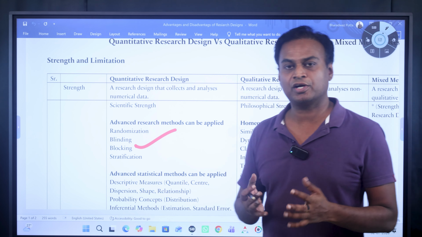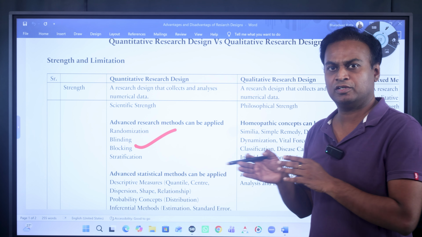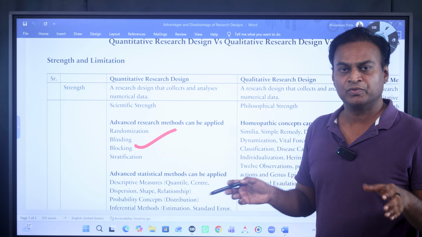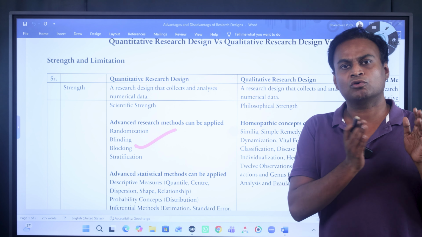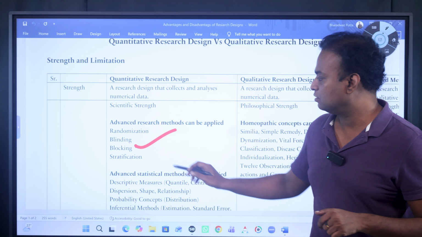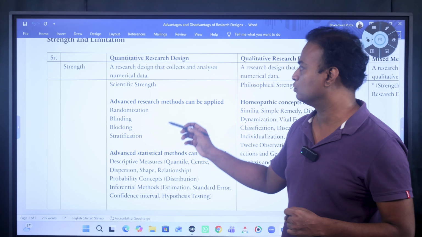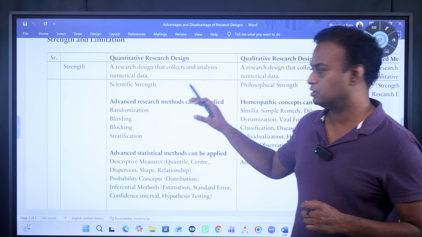And stratification. Stratification means you are dividing a particular characteristic of the patient across different treatment arms. For example, there are two treatment arms. One treatment arm may end up with more male patients and the other with more female patients. To balance it, you use stratification. These types of advanced research methods can be used in quantitative research design.